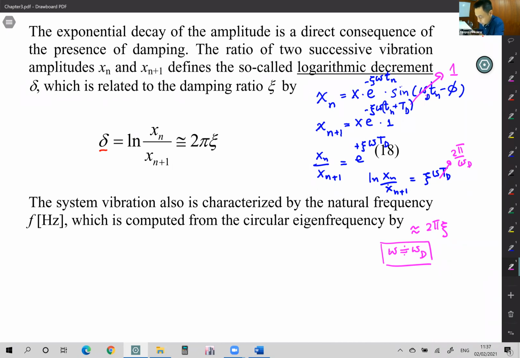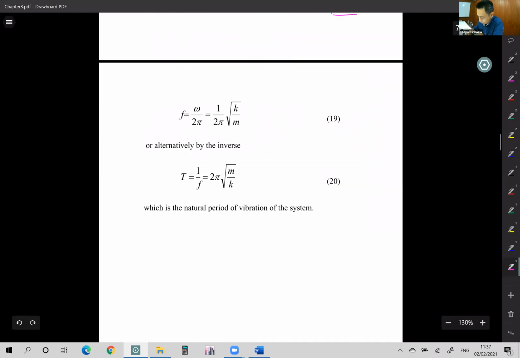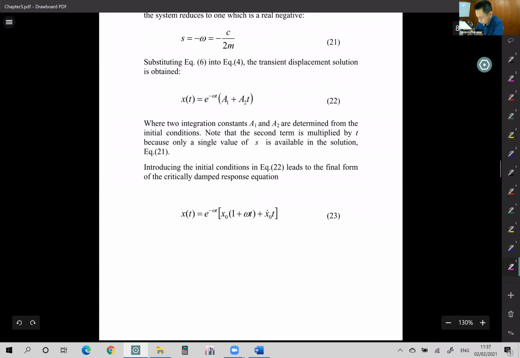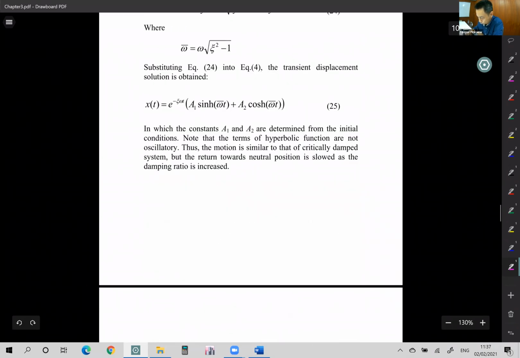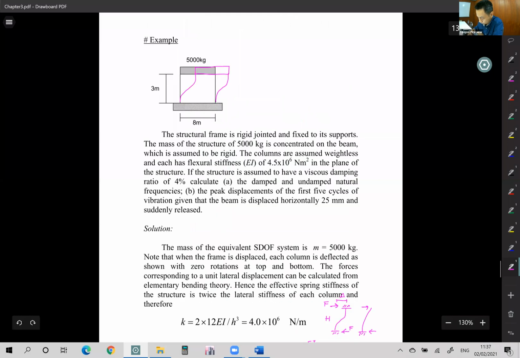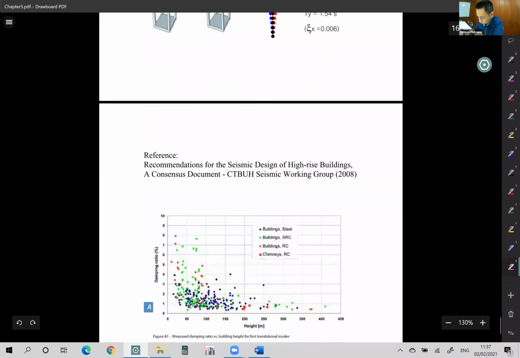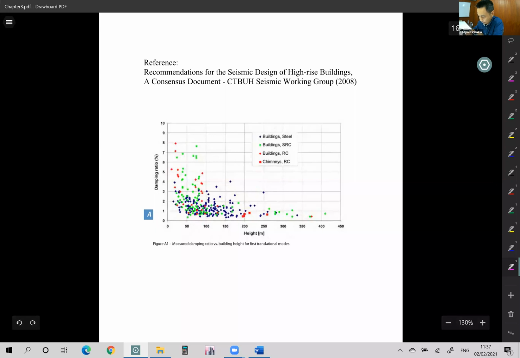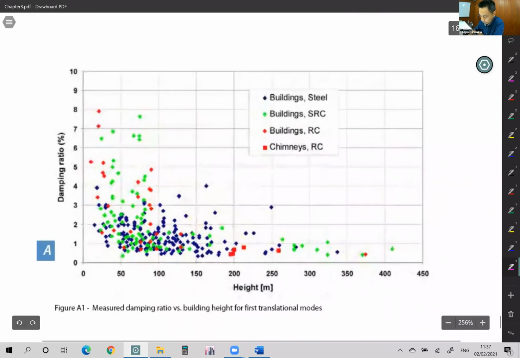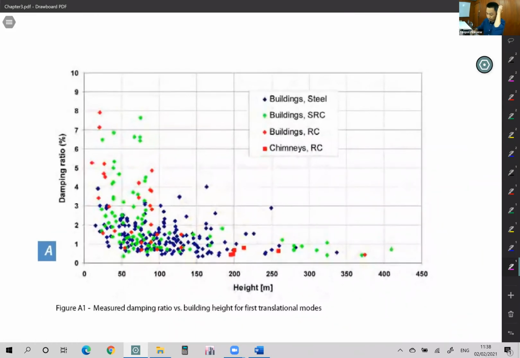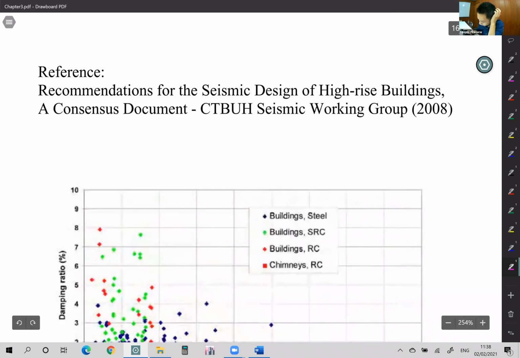Let me explain a bit about the building damping. Maybe it's better to move to the building at the end. Okay, this is damping. You see, this is where I come from. This is the experiment, I think it's not in England, right?